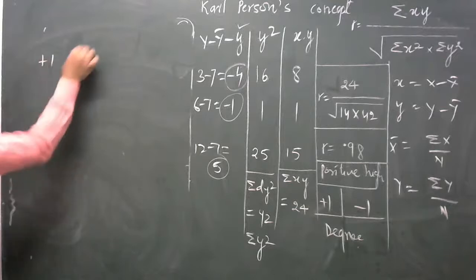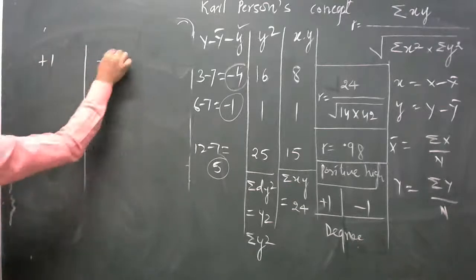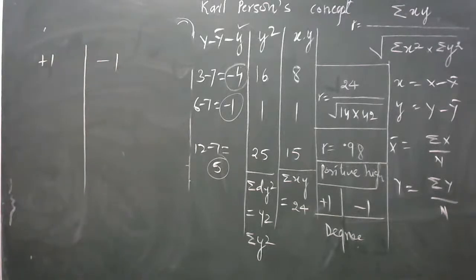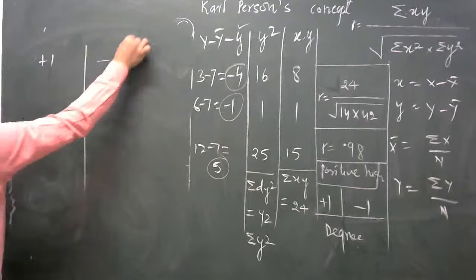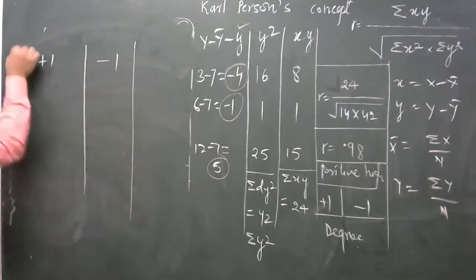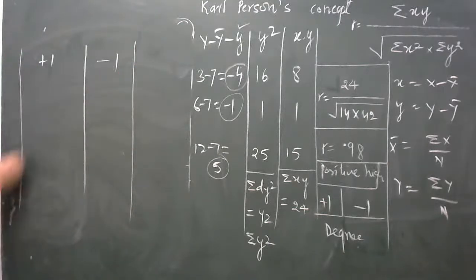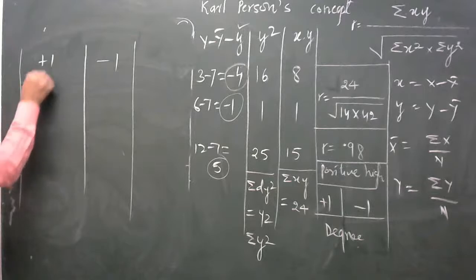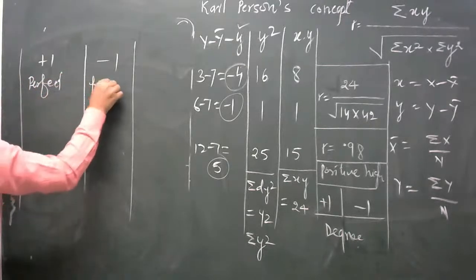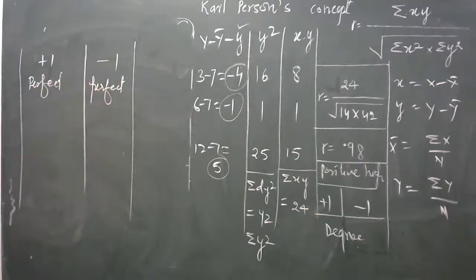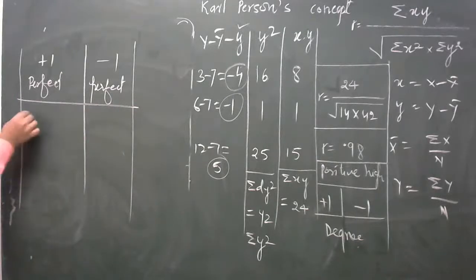Plus 1, minus 1. Positive perfect correlation between the two variables. Perfect. Negative perfect correlation between the given variables.